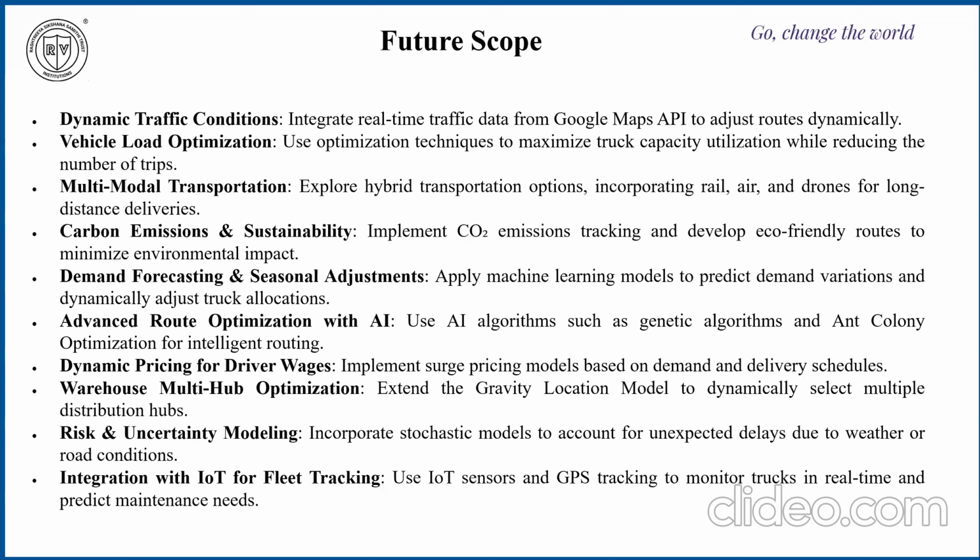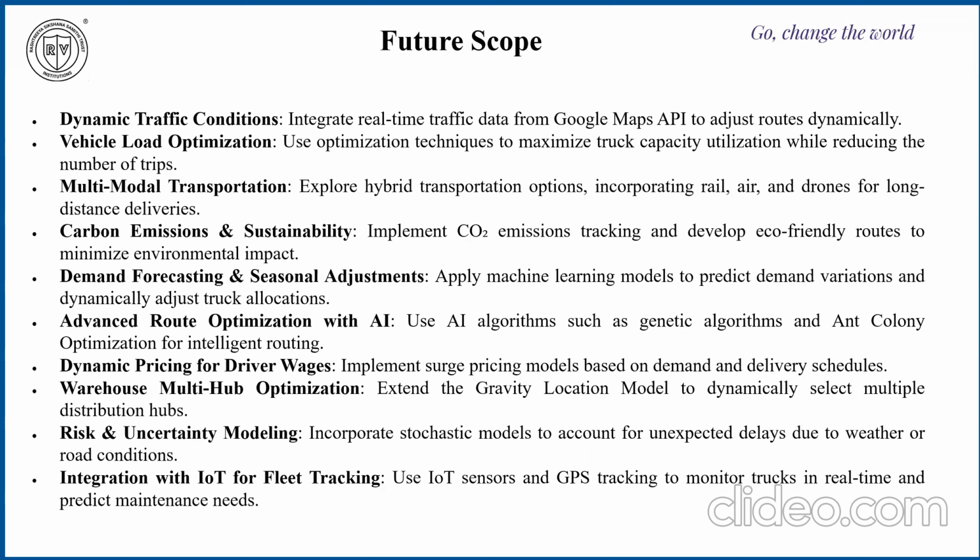Next is dynamic pricing for daily driver wages. So implement surge pricing models based on demand and delivery schedules. So next is warehouse multi-hub optimization. So to extend our gravity location model that we used to dynamically select multiple distribution hubs.